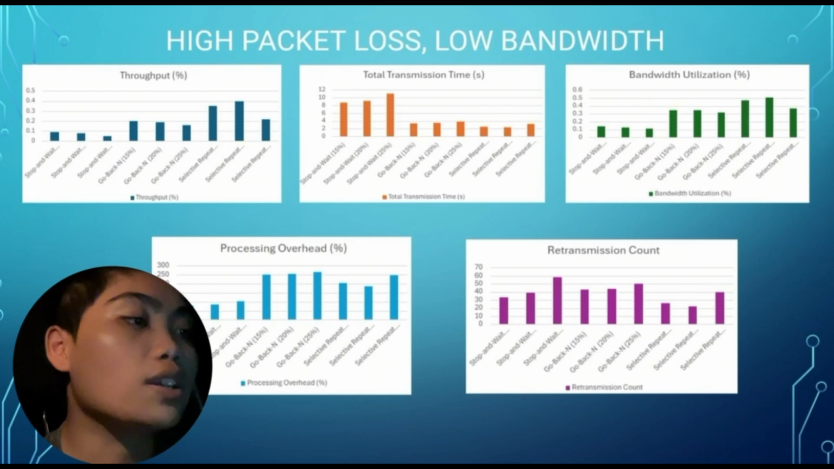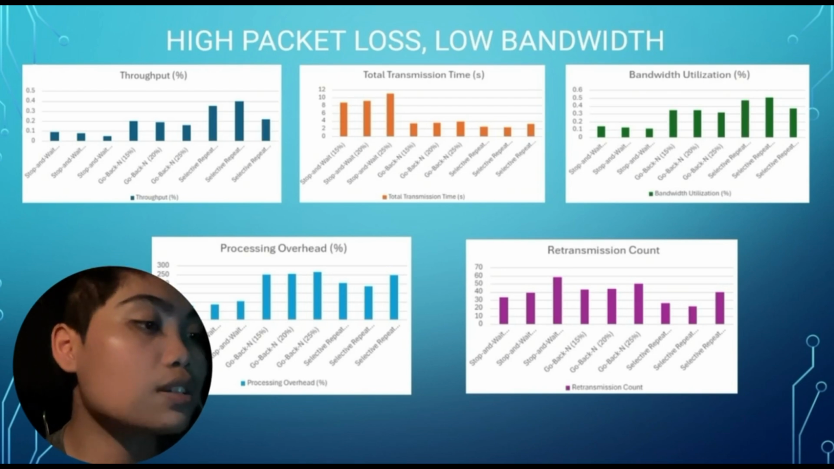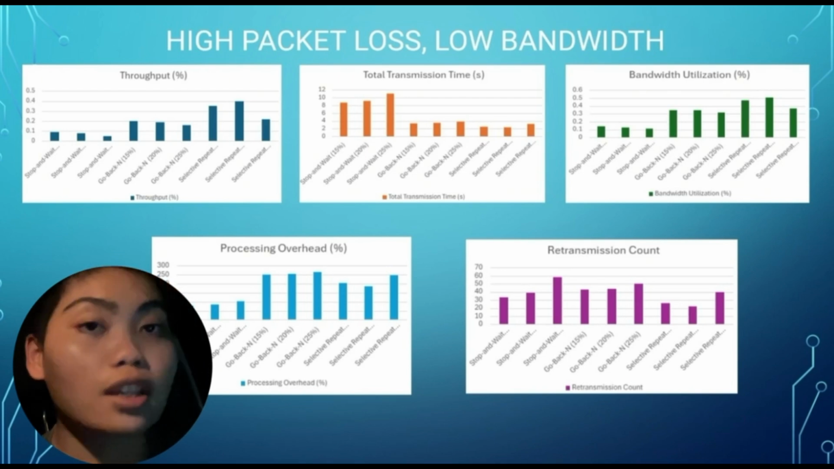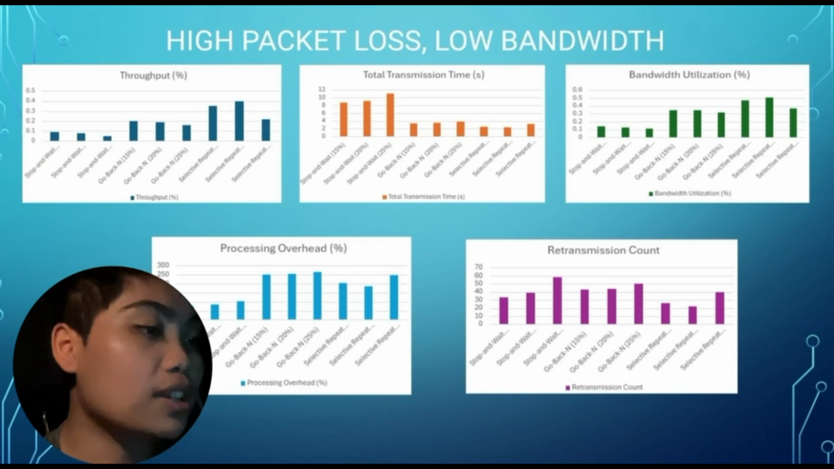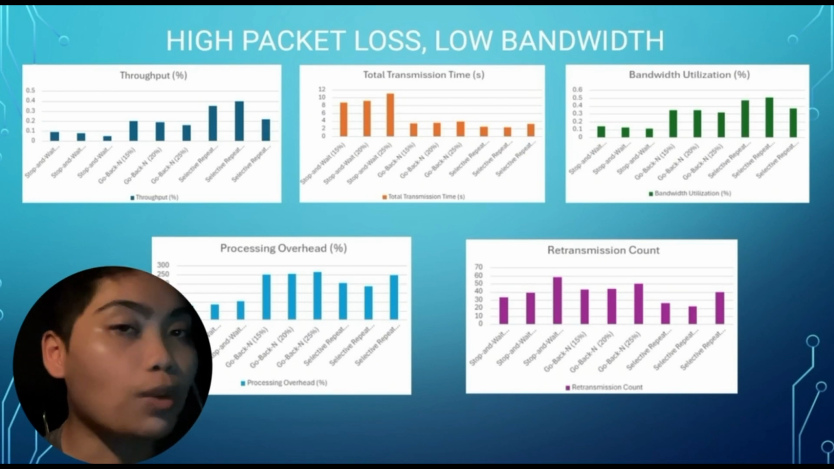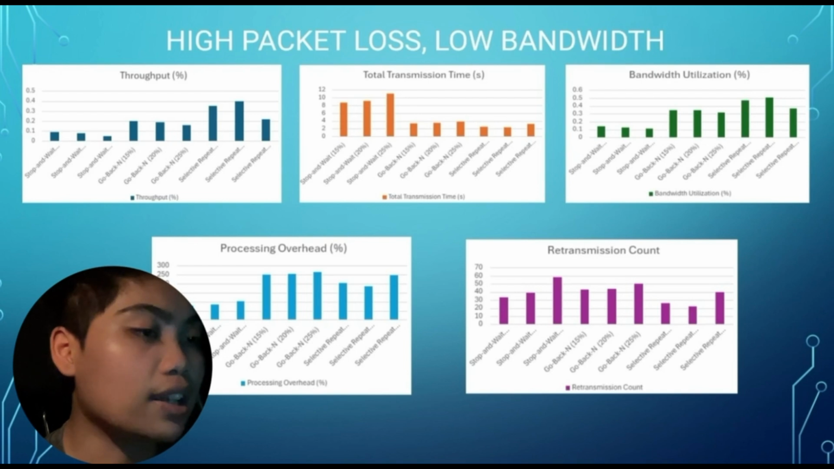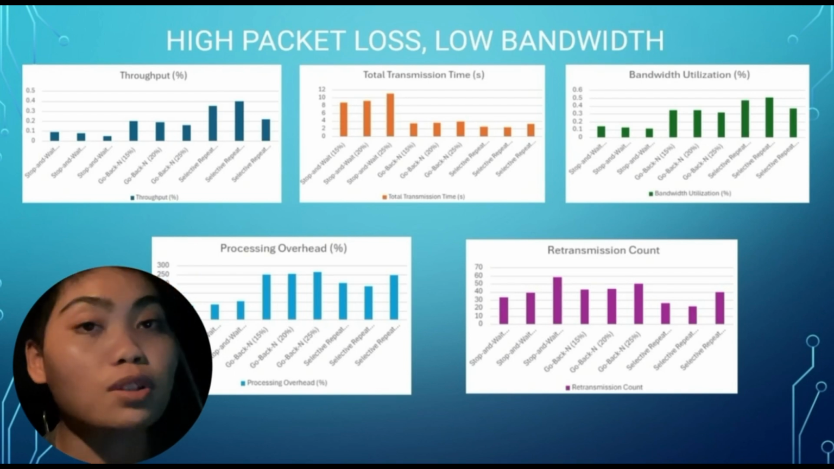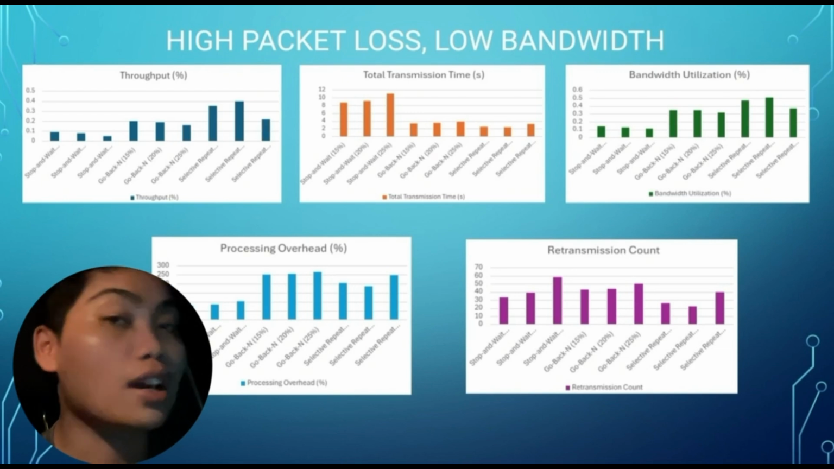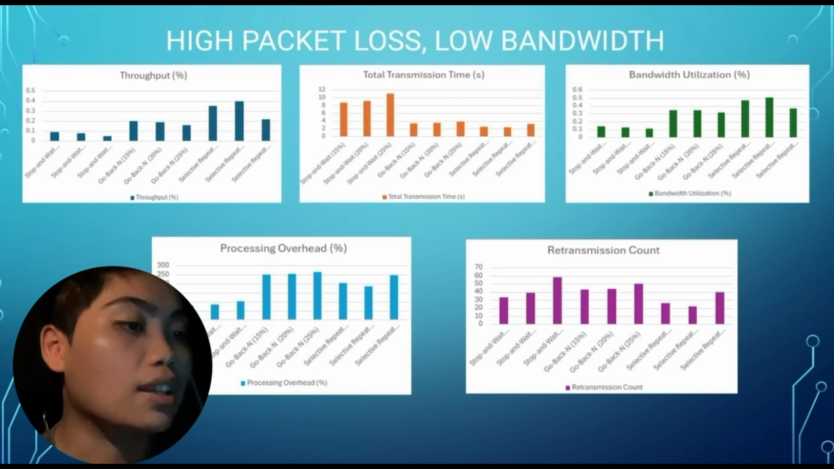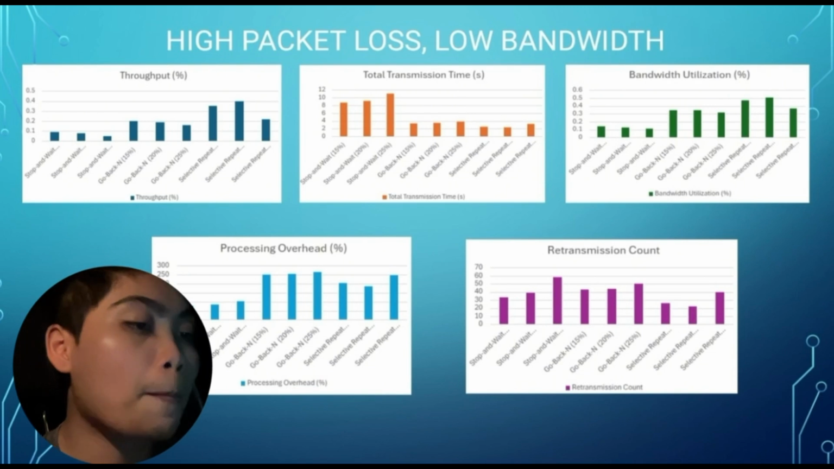The best performer here is selective repeat, which only retransmits the packets that were actually lost, so it's way more efficient and keeps the data flowing. Next is total transmission time. Here, the trend is pretty clear. Stop and wait takes the longest, while selective repeat completes the transmission the fastest. Again, that's because it avoids unnecessary retransmission and keeps the pipeline full.